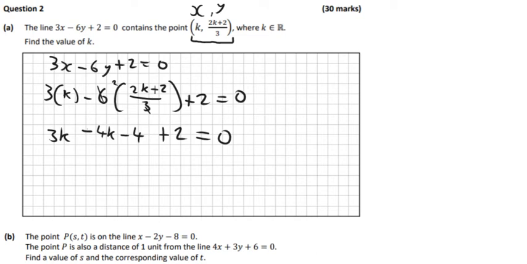So 3k minus 4k, then you've got minus 4 plus 2, so that will be minus 2, so move that over and it'll be positive 2. So minus k equals 2, so k is equal to minus 2, multiplying both sides by minus 1 at the end. So that's all for part A then.